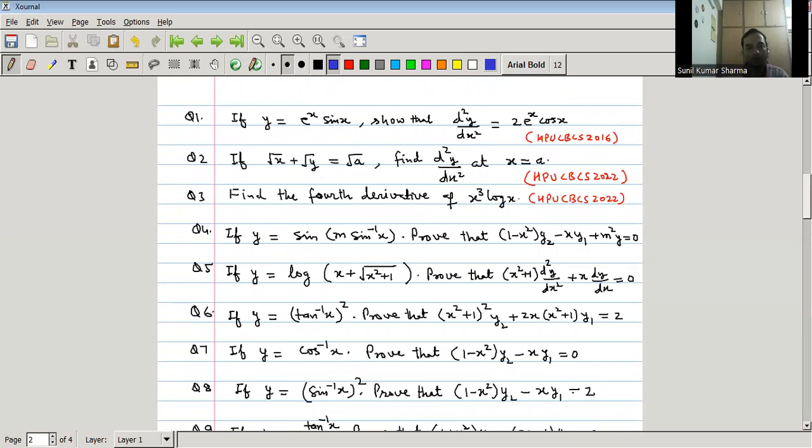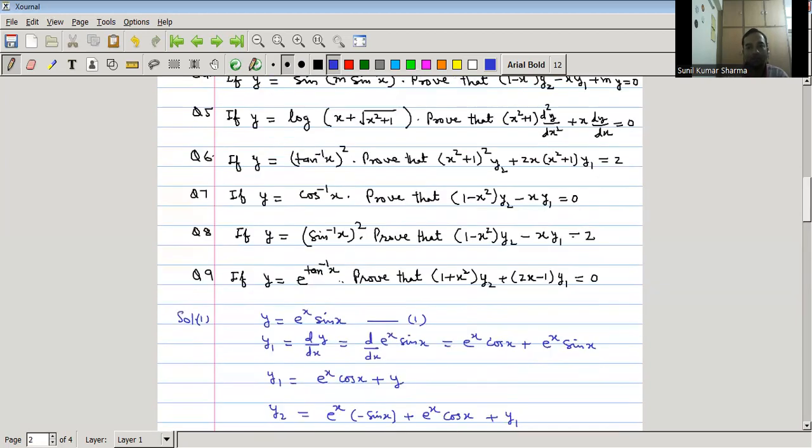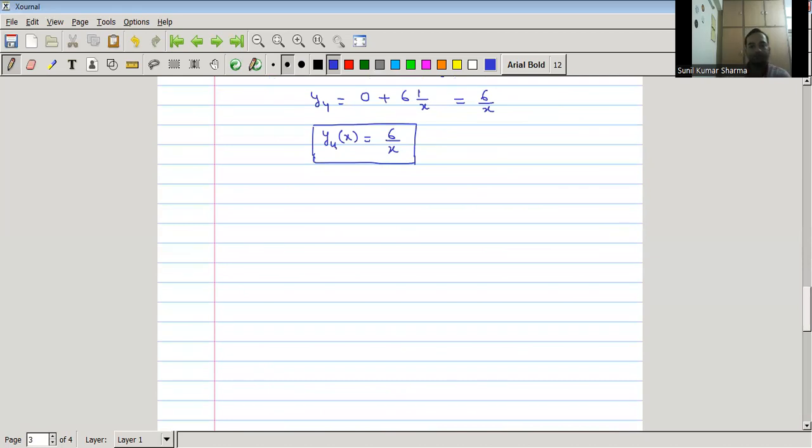If under root x plus under root y equals under root a, then we have to find the double derivative at x equal to a. So what is given?